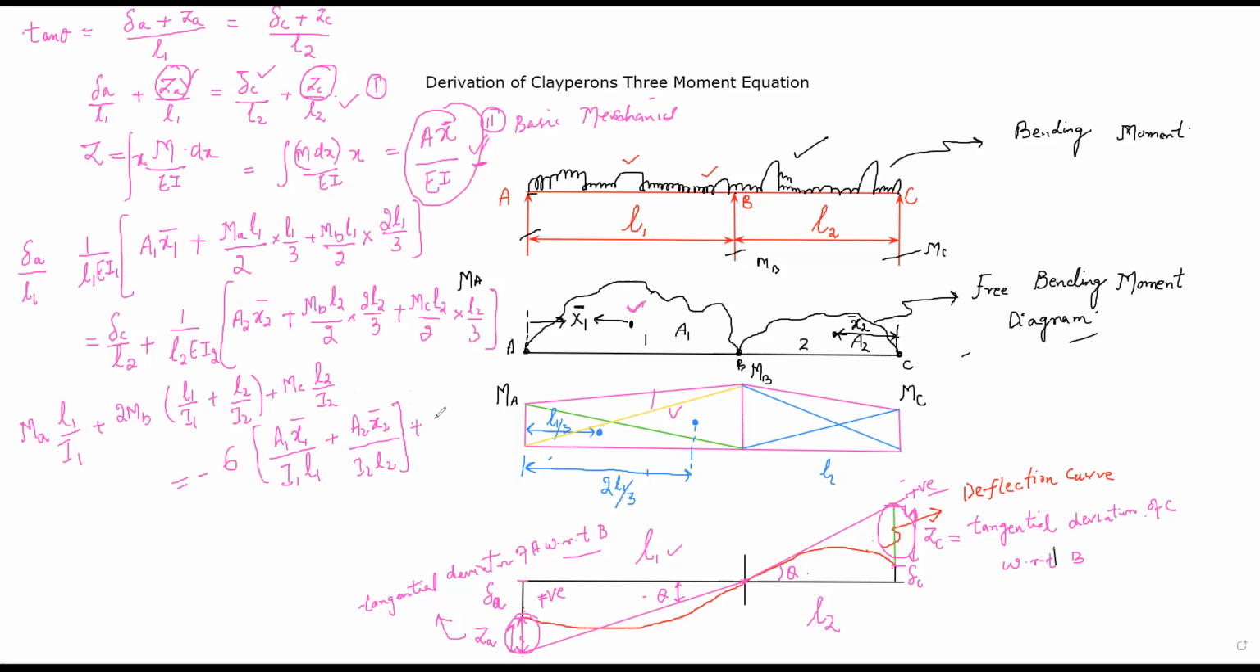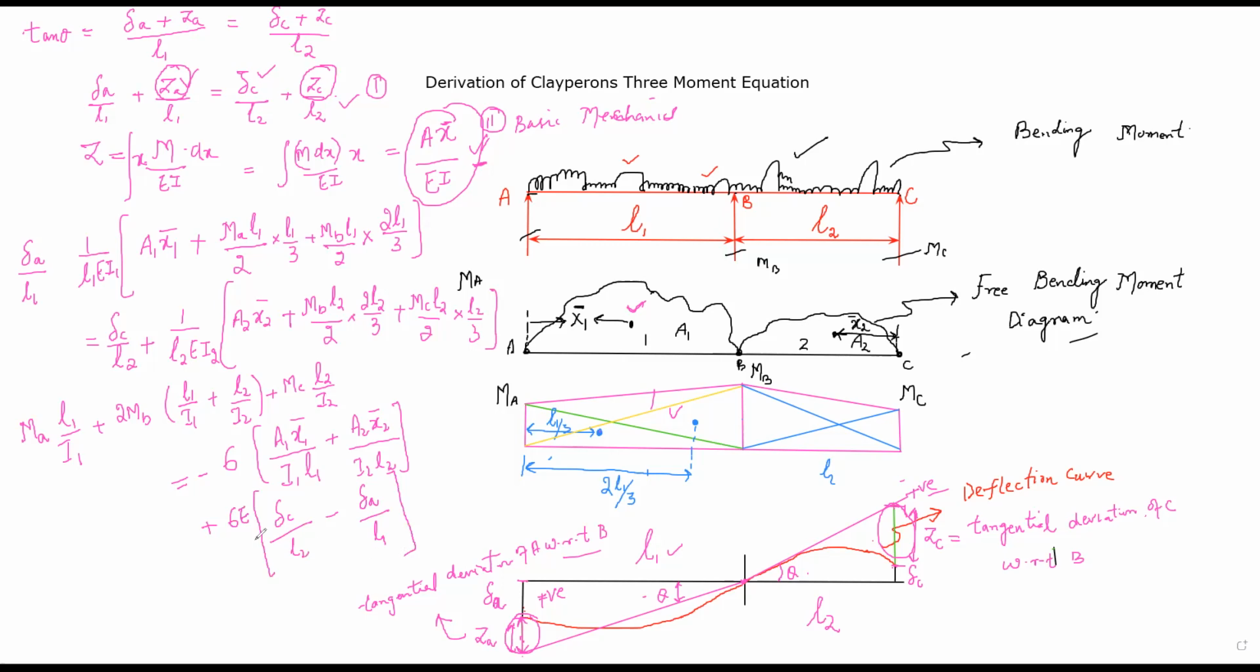Plus 6E times, or I will write the 6E term downwards, plus 6E times multiplied by delta C by L2 minus delta A by L1. Fine.